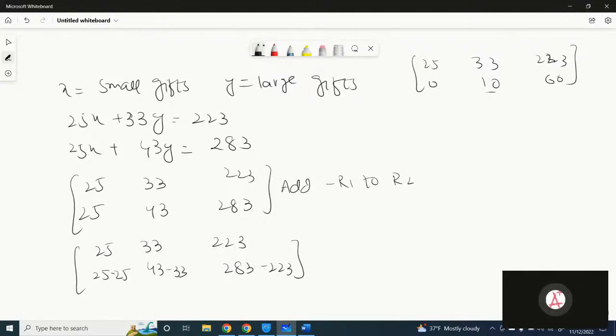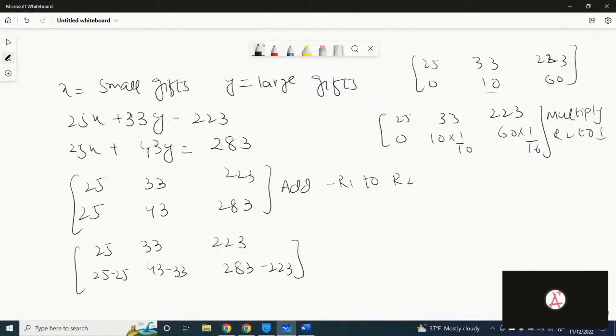Multiply R2 by 1 over 10. So 25, 33, 223, then 0, 10 times 1 over 10, and 60 times 1 over 10. You have to multiply R2 by 1 over 10. Got it? It would be 25, 33, 223, then 0, 1, and 10 times 6 is 60. Got it? Now it is easy to make the first row as 1 and 0. So just divide row 1 by 25.